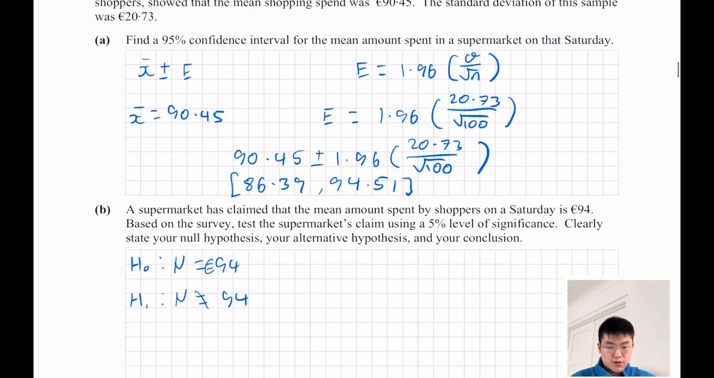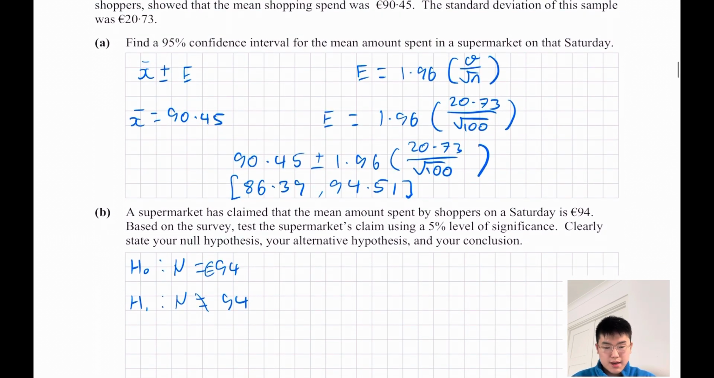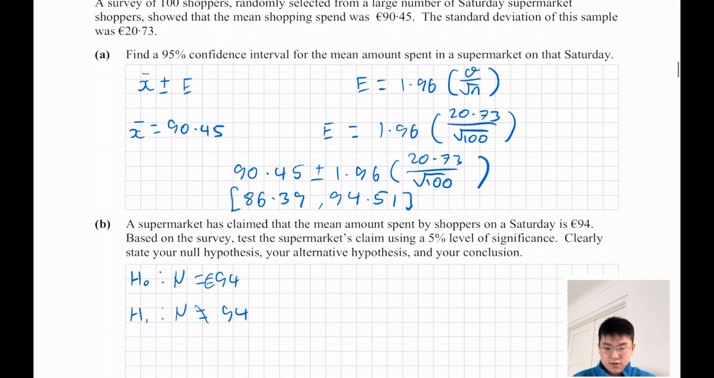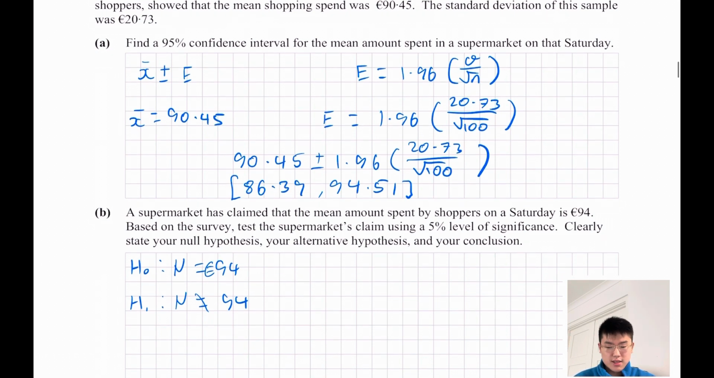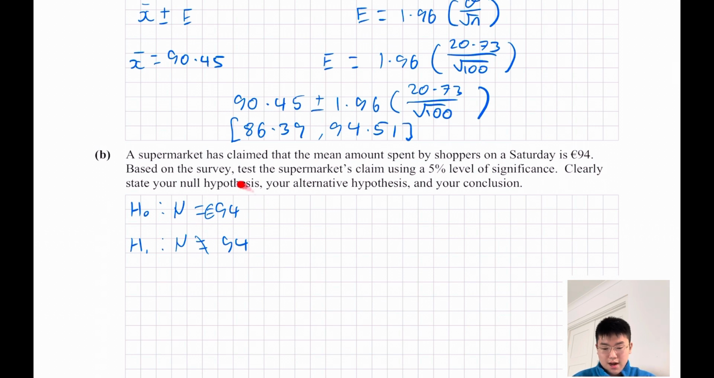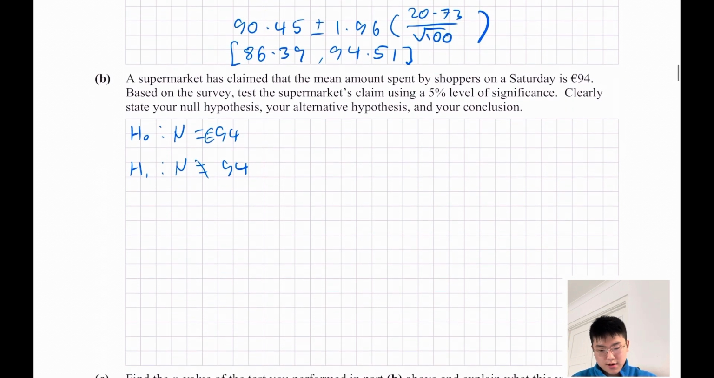One way we could do this is we take what we got in part A, our confidence interval, since it's related to a 95% confidence level, which is really just the 5% level of significance. Using this, we have to see whether this 94 lies within the interval or not. We can clearly see that 94 does in fact lie within this interval because it's greater than 86.39 and also less than 94.51. So we can write that down.